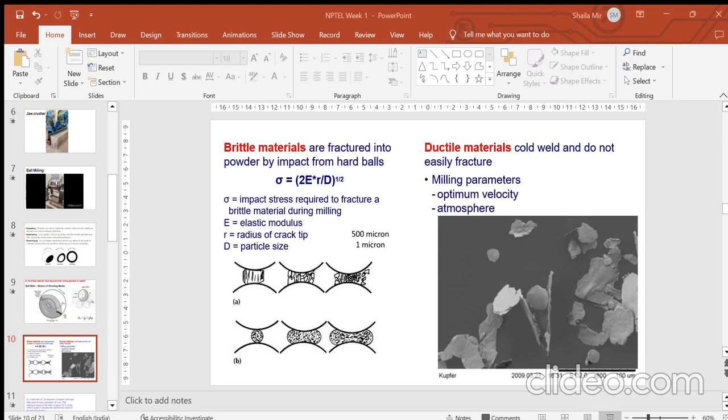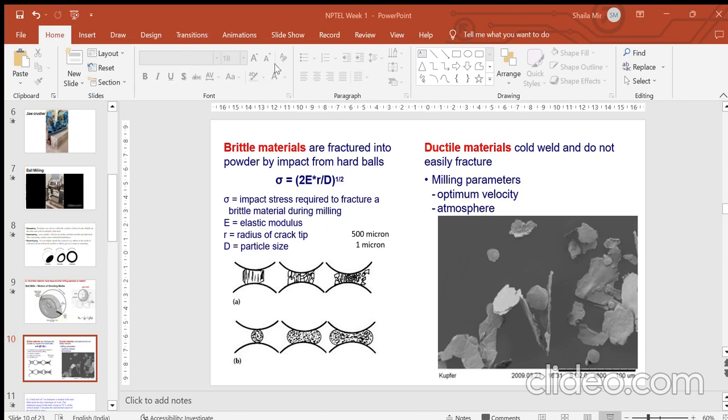Small places of high energy are created between the two particles, because of which there occurs a localized melting or localized welding between the two particles, and as such the particle size increases for ductile materials, instead of a brittle material where you have a particle size going down always. For a ductile material, because of the inherent ductility, the material flattens out. There is a cold welding between the two particles, because of which the particle size might increase. So this is the difference between the milling response of particles of ductile and brittle material.